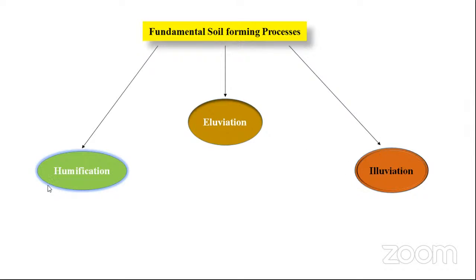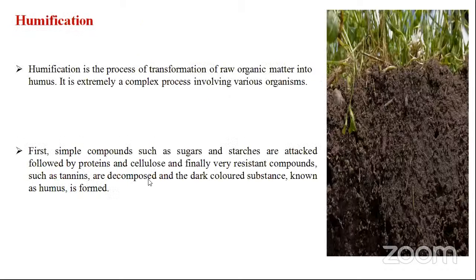Okay, students, very first we will see humification. What does humification say? It is a complete transformation of raw organic matter into humus. Whatever material you added to the soil is completely transformed. You can see some changes by the mediation of various microorganisms, and this reaction is a completely complex process.